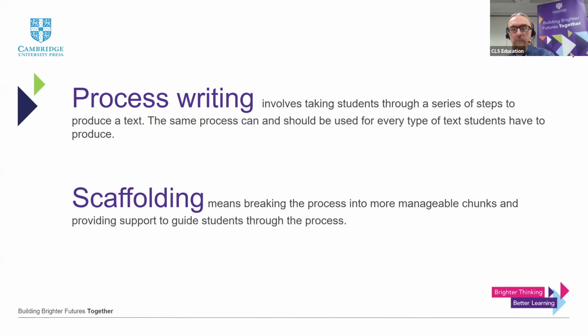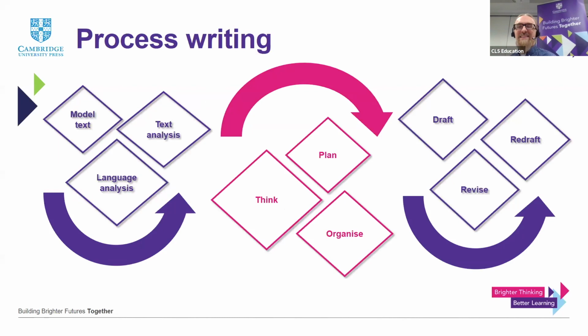So the writing process is typically mapped out in a kind of linear way. And it typically involves what you're seeing on the slide here, which is the middle part and the part on the right. So taking students through the process from thinking about what they're going to write about, planning and organizing it, and then actually sitting down to write it. So the drafting, redrafting, revising, we'll talk about that.